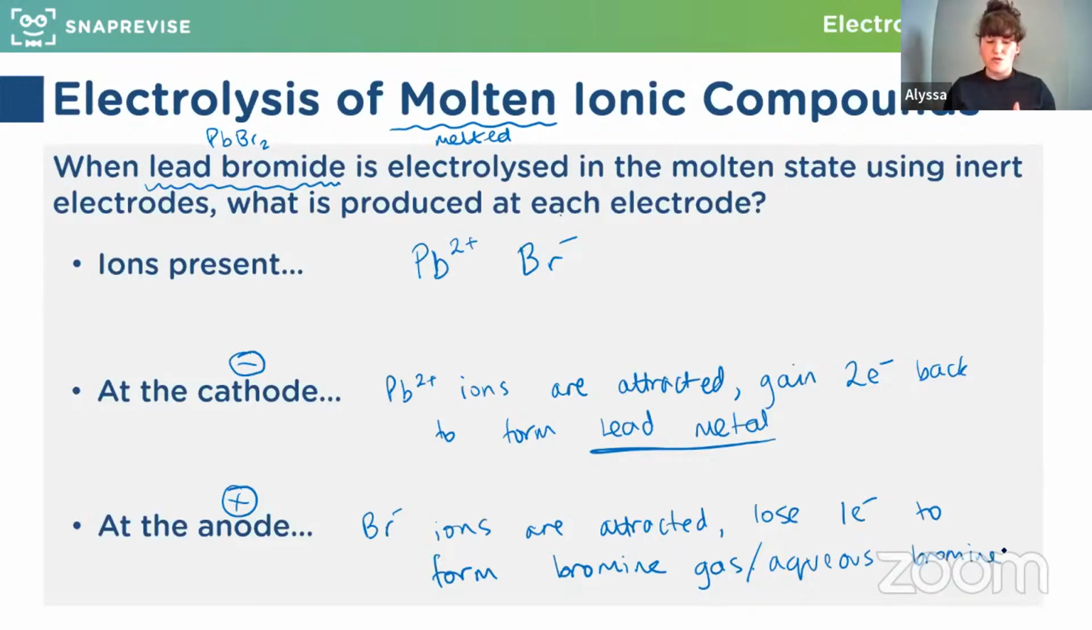The point is, when you've got a molten substance, all you have to do is look at what's given to you. In lead bromide, we've got lead and we've got bromine. So those are the products that are formed. You just have to remember which one's which, okay?